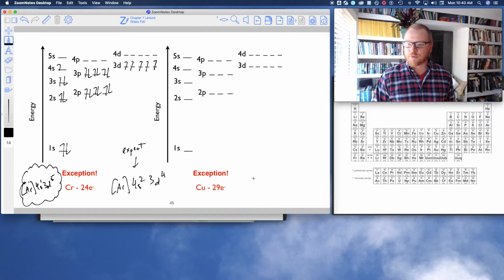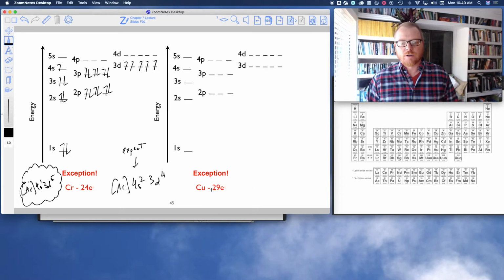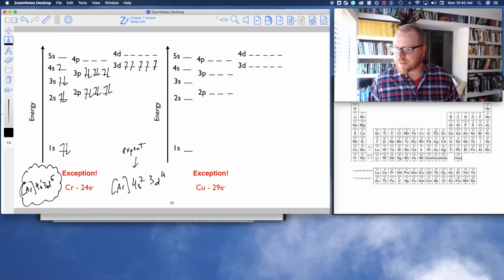Okay, so now what about copper? So copper is another exception I want you to know. 29 electrons. That's a lot of electrons. Let me find my cheater note so I get it right here. Okay, so copper with 29 electrons. If we find copper, let's see, there it is.